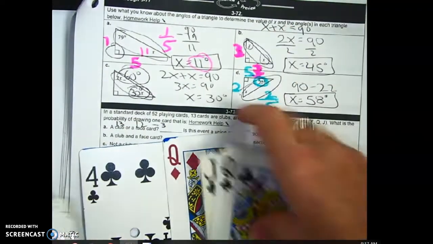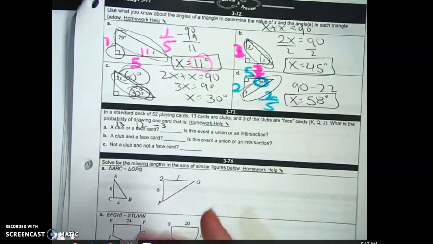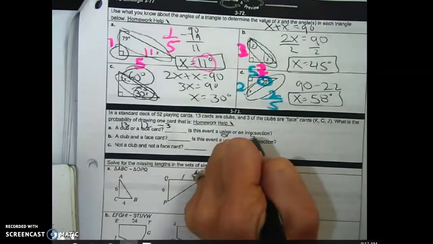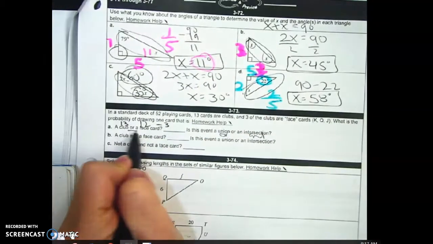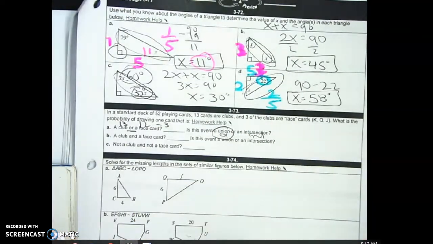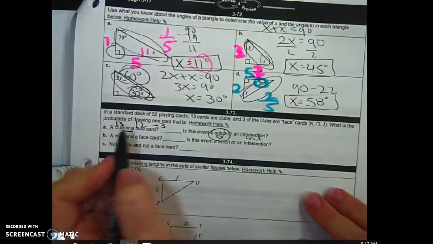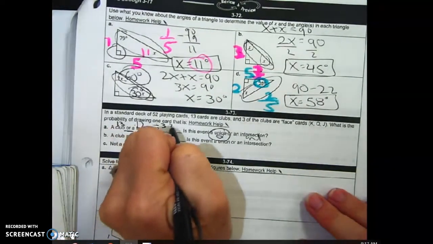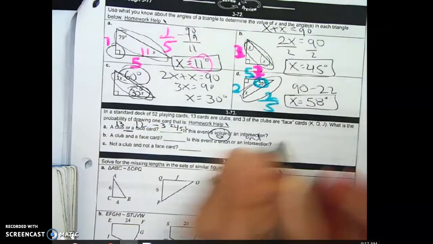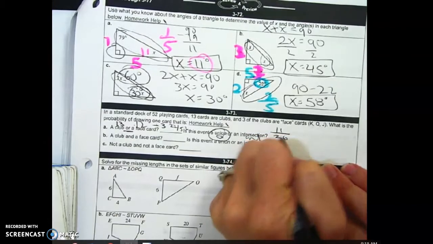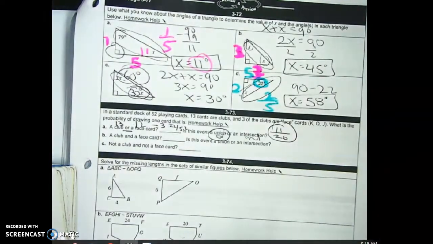That means that this means or and this means and. So what does this say? Or, union. Okay. So 13 plus 12 is 25, minus 3 is 22. So 22 out of 52, divide by 2, 11/26. So that's the probability of that.